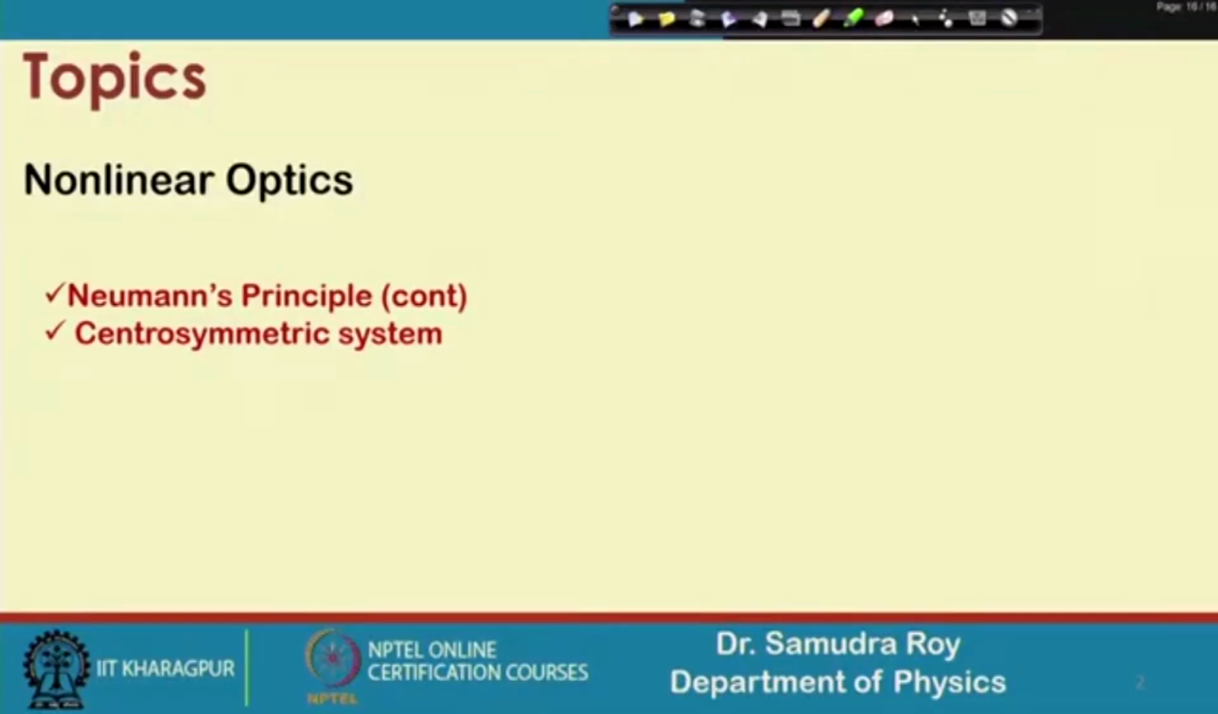Symmetry related crystals. So, let us again try to find out, because for Neumann's principle we just stated the thing, but we never showed any application of that. Today we will show some applications, and we will find a very interesting one: for a centrosymmetric system, where we have a center of symmetry, how the susceptibility tensor changes. Eventually we find that the second order susceptibility, or the second order nonlinearity, will not be there. That means it will vanish in the case of centrosymmetry. This is a classical example of Neumann's principle. So, let us continue with Neumann's principle.